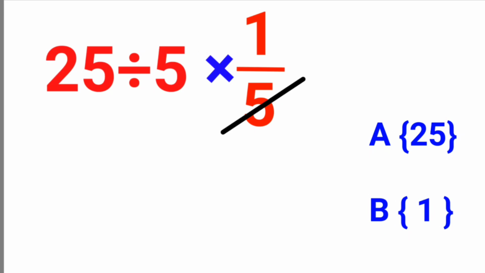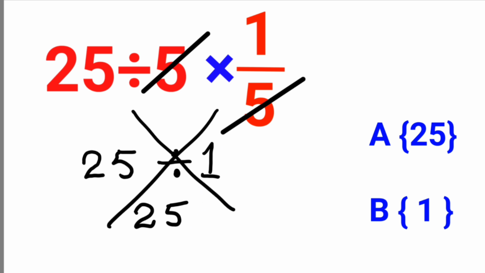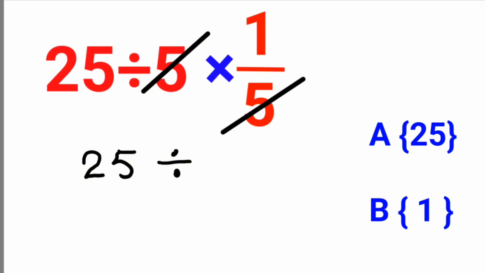5 and 5 are canceled. So our answer will be 25 divided by 1, which is equal to 25. But remember that it is not correct because we have not followed the order of operation.